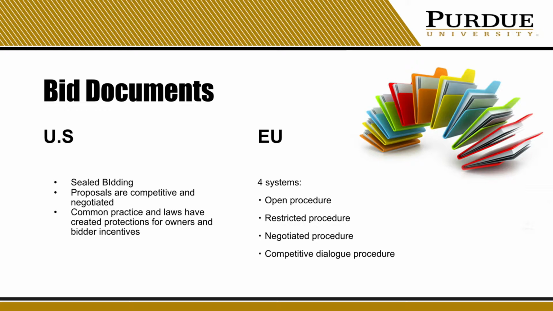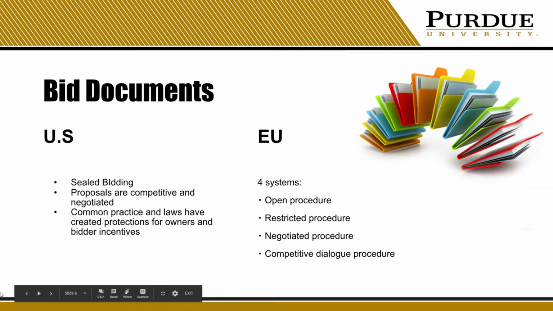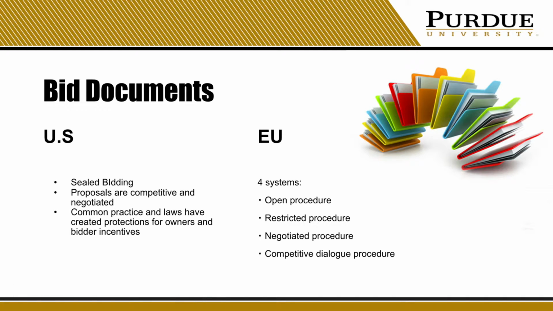The differences between the United States and the EU are that the U.S. uses sealed bidding, where the proposals are competitive and negotiated. The EU has 4 different procedures that are practiced, including an open procedure, restricted procedure, a negotiated procedure, and a competitive dialogue procedure. In the United States, the common practice laws create protections for owners and bidder incentives.